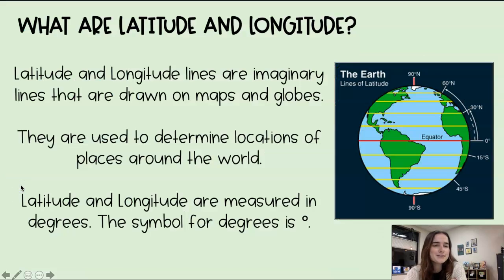What are latitude and longitude? Latitude and longitude are imaginary lines that are drawn on maps and globes. They are used to determine locations of places around the world. Latitude and longitude are measured in degrees, and the symbol for degrees is that little circle that goes at the very top, just like when you're taking the temperature of something.